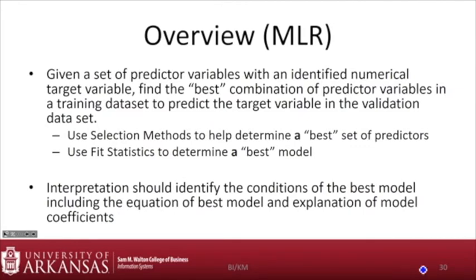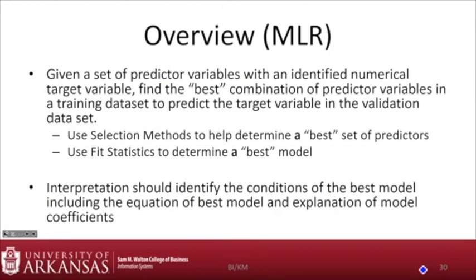So, big overview. Given a set of predictor variables with an identified numerical target variable, we are looking for the best combination of predictor variables in our training set that's going to predict what's going to happen in our validation data set. Okay, so we're going to use different selection methods to help us determine a best set of predictors, right? Not the best, but a best set of predictors. And then we're going to use fit statistics to determine a best model. It's very similar to what we did last semester, but the fit statistics that we use are going to change a little bit.